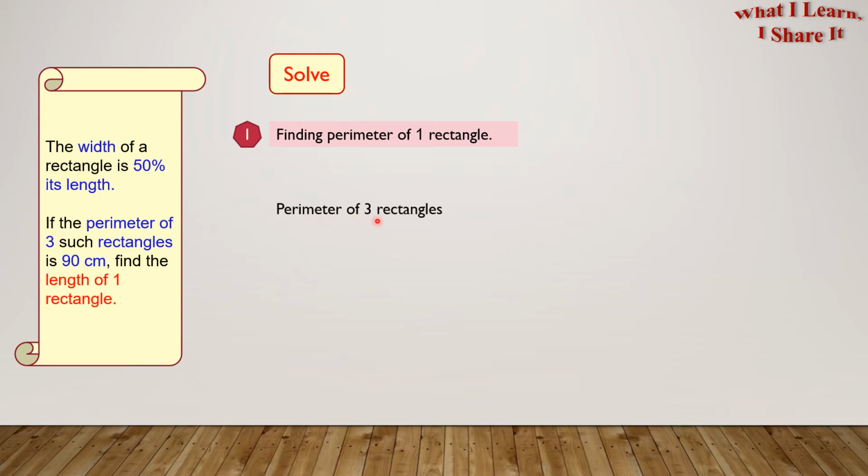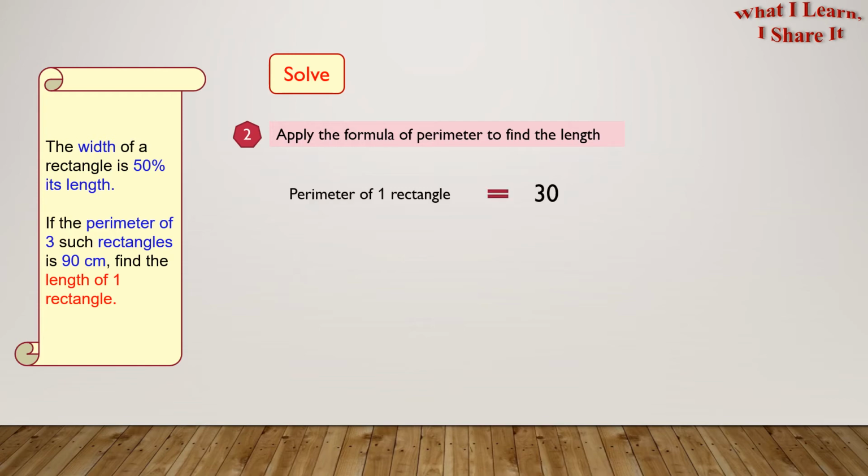So, the perimeter of 3 rectangles equals 90. So the perimeter of one rectangle will be 90 divided by 3 equals 30. So we found that the perimeter of one rectangle equals 30. Now we'll apply the formula of perimeter to find the length. We know that the perimeter of one rectangle equals 30.